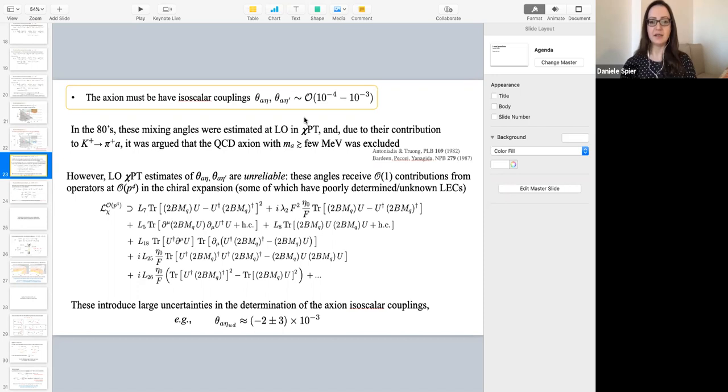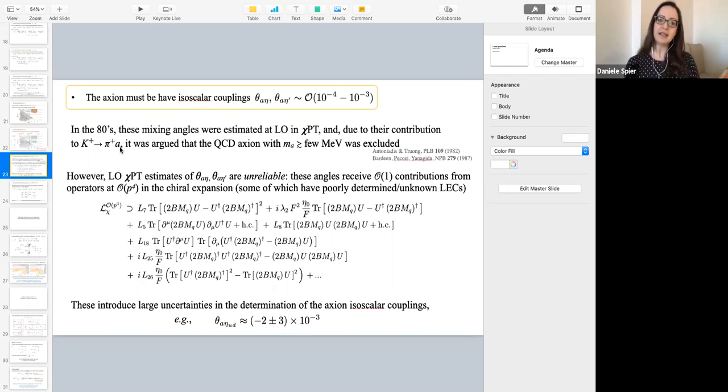Now this is the part that has the most confusion I found, especially in the literature from the 80s. So let me tell you what people in the 80s did. They estimated these mixing angles at leading order in chiral perturbation theory, just like I exemplified a couple of slides ago when I showed you how to do the axion-pion mixing. And then, based on the numerical values they got from these leading order estimations, they computed the rate for charged kaon to charged pion plus axion.